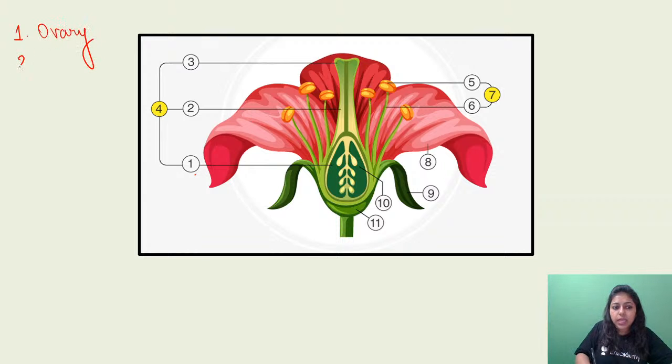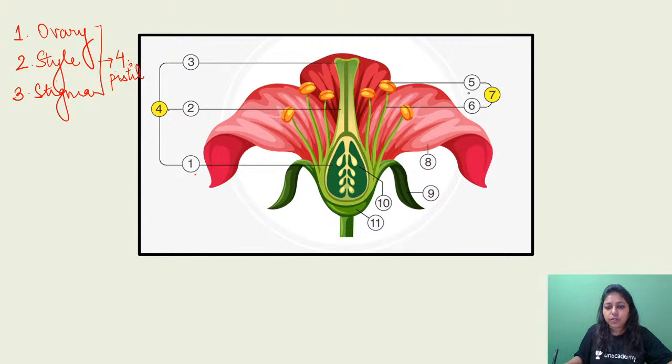Then which is the second one? The second one is here. It is the long tube, which is the style. Then the third one, which is this top part, is the stigma. Right, absolutely right. Then we have these three, which together are the fourth one, and we call it the pistil or carpel.